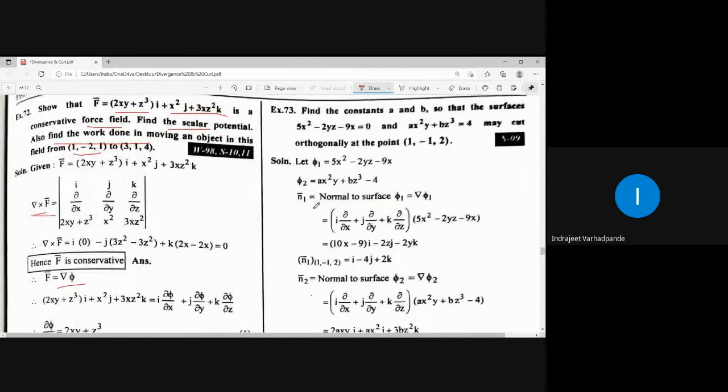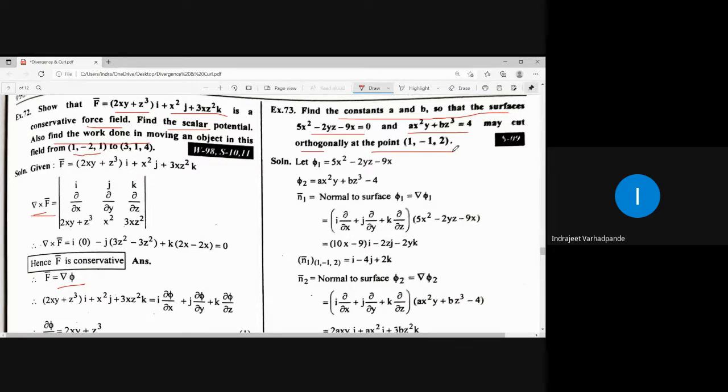Yes, this is one of the different examples. Find the constants a and b so that the surfaces 5x square minus 2yz minus 9x equals 0 and ax square y plus bz cube equals 4 may cut orthogonally at the point (1, -1, 2).